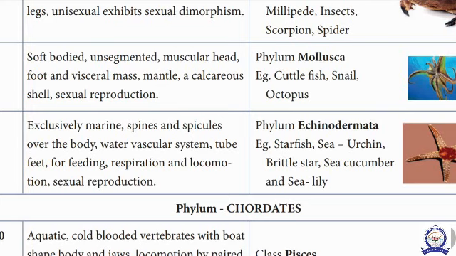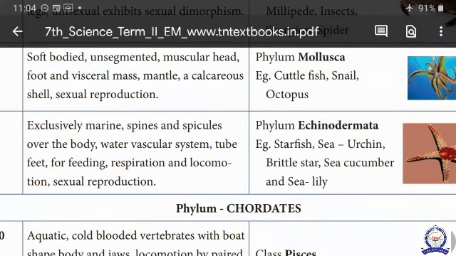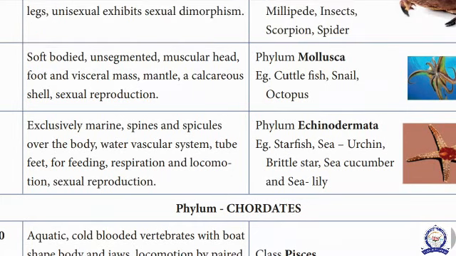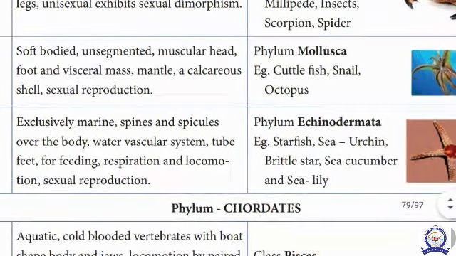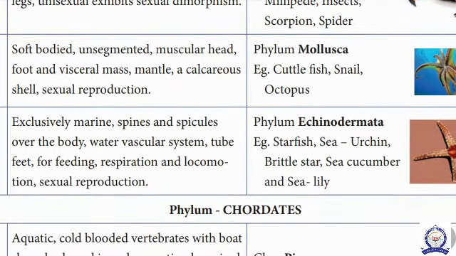Then sexual reproduction occurs in this group of organisms. Examples: starfish, sea urchin, brittle star, sea cucumber and sea lily.